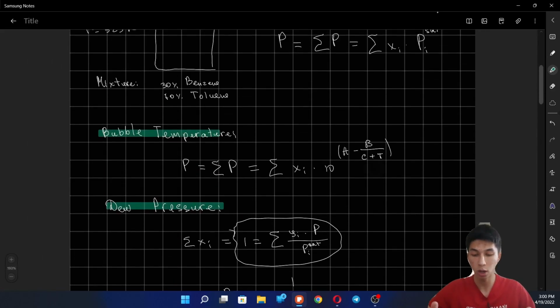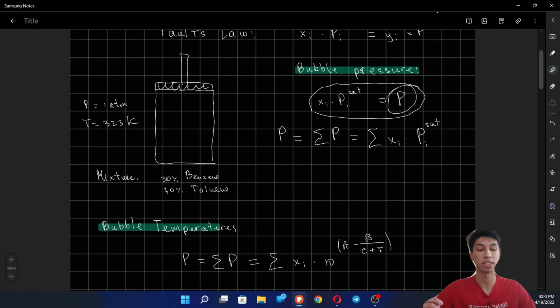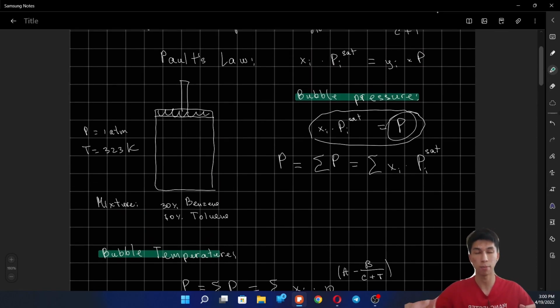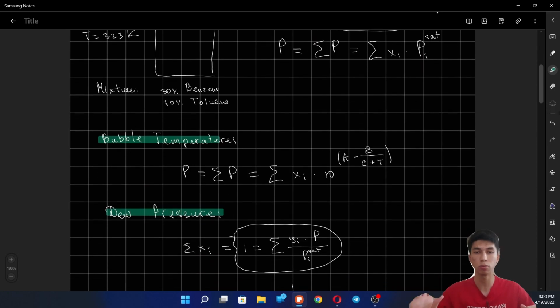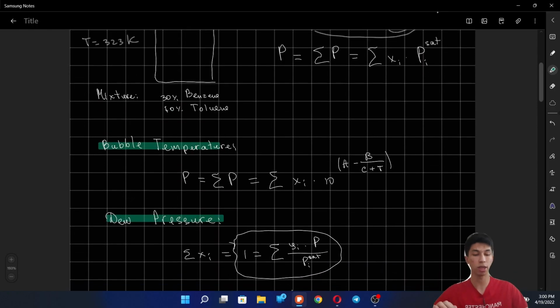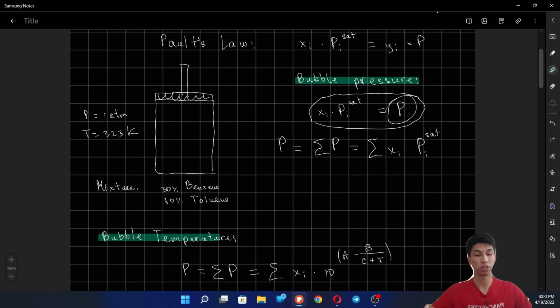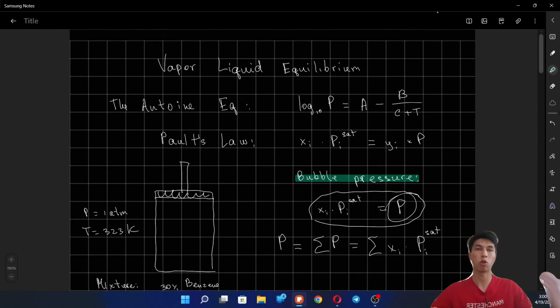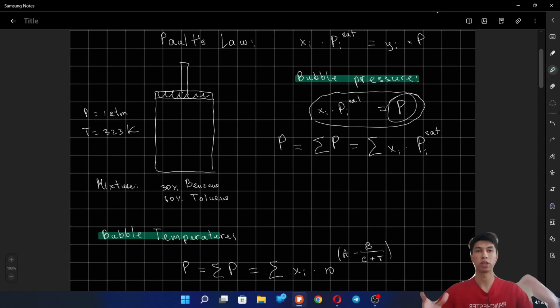So in this video, we looked at the idea of bubble pressure and temperature, and dew pressure and temperature, and derived the equations for each of them, so that in the later videos we can try to write a code that will be able to calculate the bubble pressure and temperature and dew pressure and temperature at a given temperature or pressure for mixtures with n components.